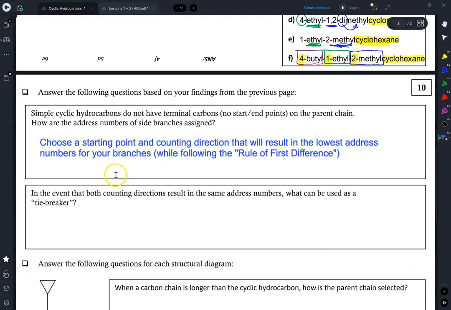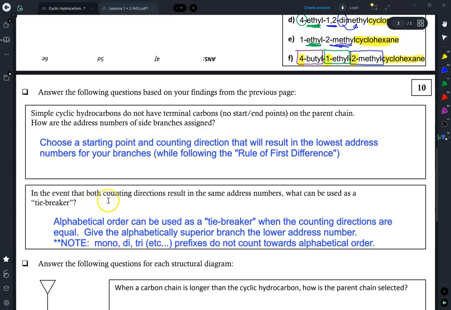So let's come up with a grammatical rule based on the examples we just took up. If simple cyclic hydrocarbons do not have terminal carbons, so they have no natural start or end points on the parent chain, how are the address numbers and side branches assigned? Well, choose a starting point and counting direction that will result in the lowest address numbers for your branches while following the rule of first difference. In the event that both counting directions result in the same address numbers, what can be used as a tiebreaker? Well, alphabetical order can be used as that tiebreaker when the counting directions are equal. So give the alphabetically superior branch the lower address number.